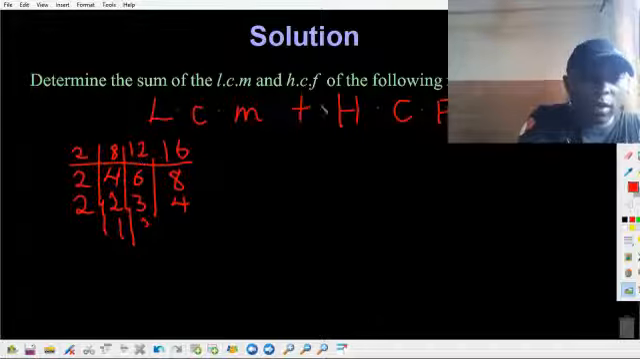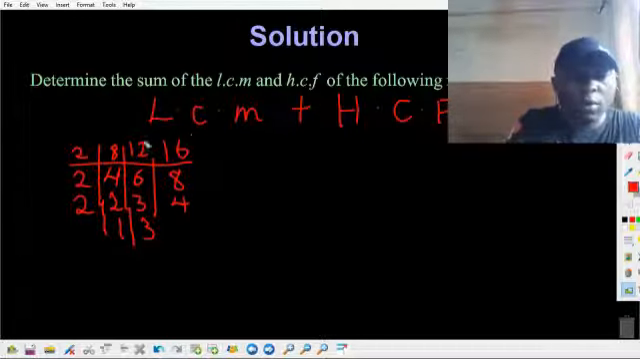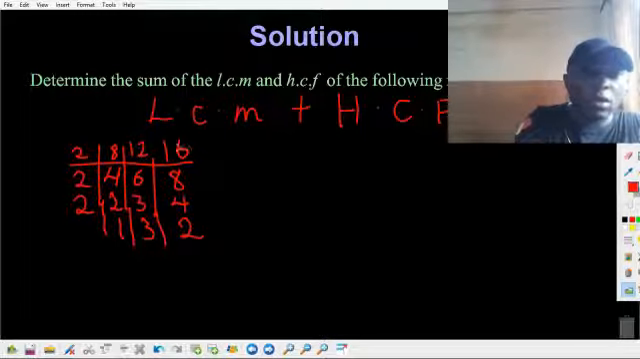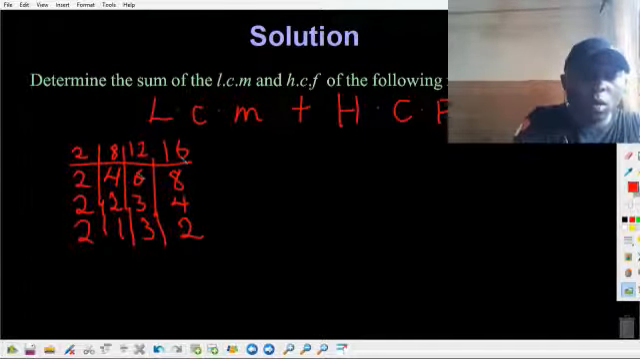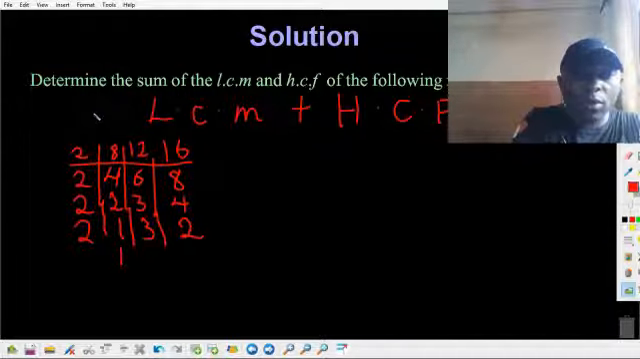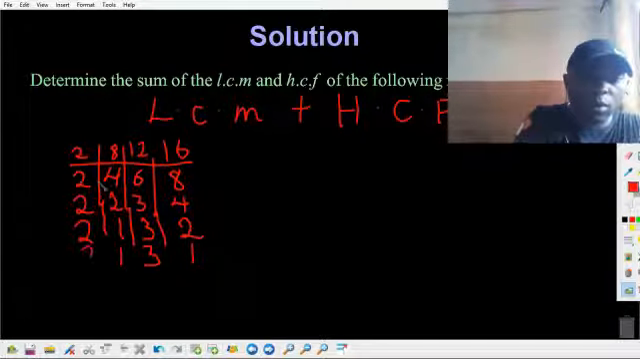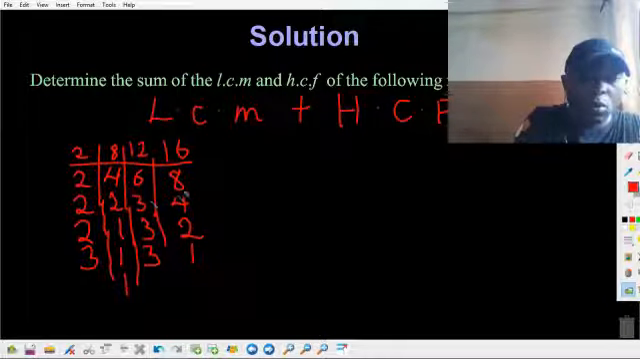2 cannot divide 3, you bring it down. 2 in 4 will give me 2. I can still use 2. 2 in 1 is not possible, you bring it down. 2 in 3 is not possible, just bring it down. 2 in 2, 1. Now we can't use 2 to divide, rather we use 3. Right? 3 in 1, 1. 3 in 3, you have 1, 1.